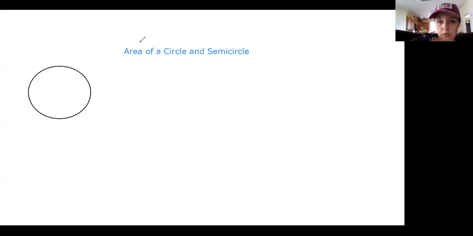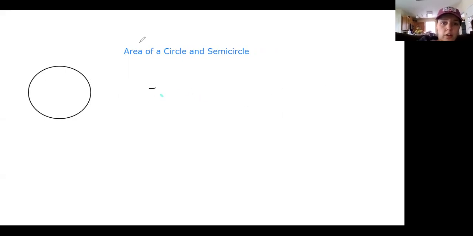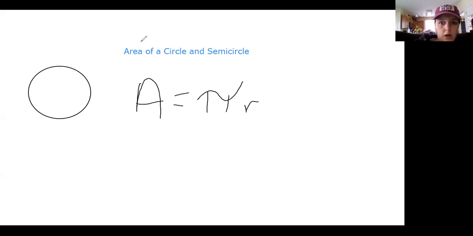When we talked about circumference, you had C equals 2 pi r, or you could use pi d, where r was radius and d was diameter. So the difference now with the area formula, there's actually only one formula. The formula is A equals pi r squared. So notice there is no diameter. So if you're given the diameter, you're actually going to have to find the radius.